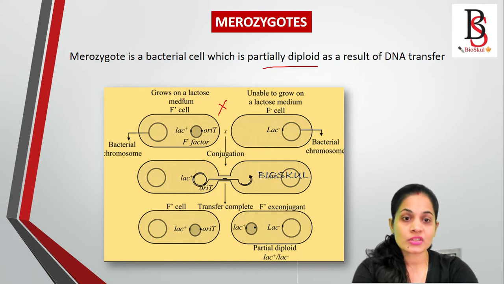So when there is conjugation, there will be DNA transfer that leads to the formation of a partial diploid cell. Here you can see when there is gene transfer, the bacterial gene, that is lactose plus, gets transferred into the F minus cell and it leads to the formation of an F prime exconjugant, where there is a presence of both Lac minus as well as Lac plus genes. Now the bacterial cell is partially diploid. It is diploid for a particular gene, that is lactose.